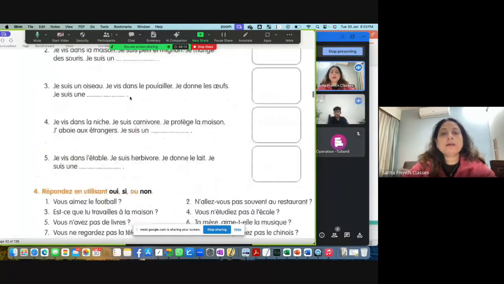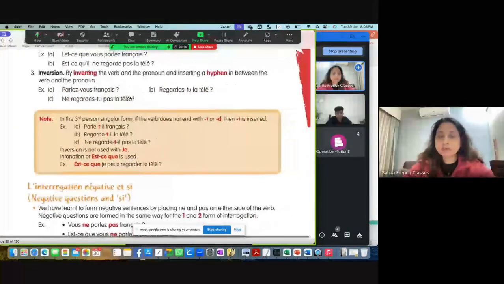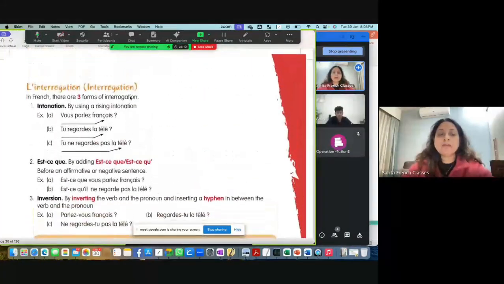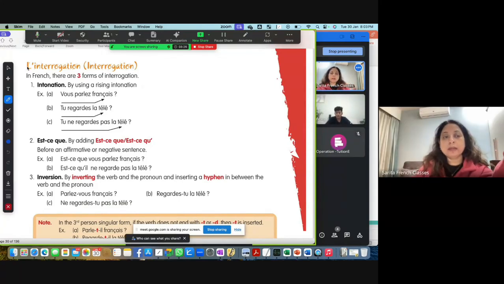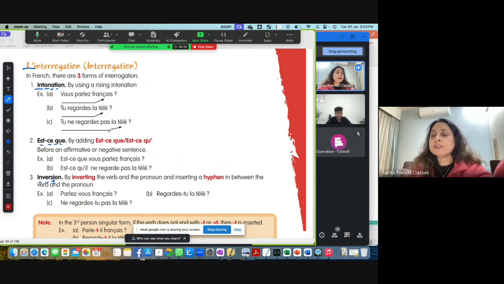Okay, so the very basic things in French question framing. We have 3 types of question framing we do in French. One is intonation. Second, est-ce que, and third, inversion. So intonation means the sentence will remain the same. We just put a question mark to make it a question.